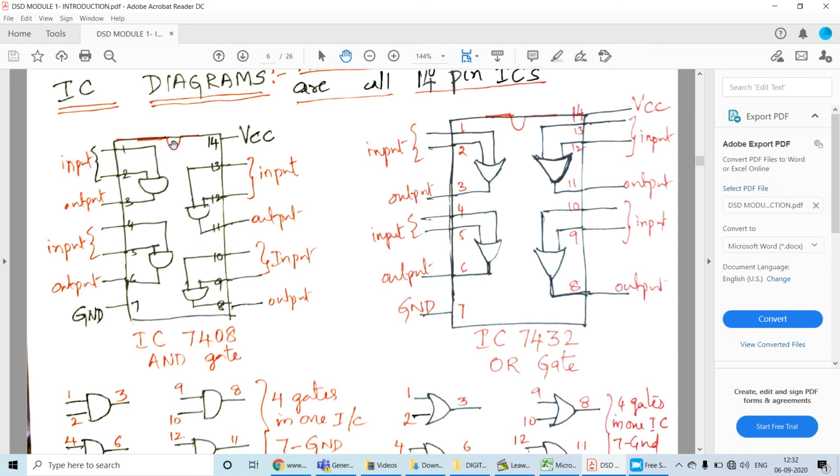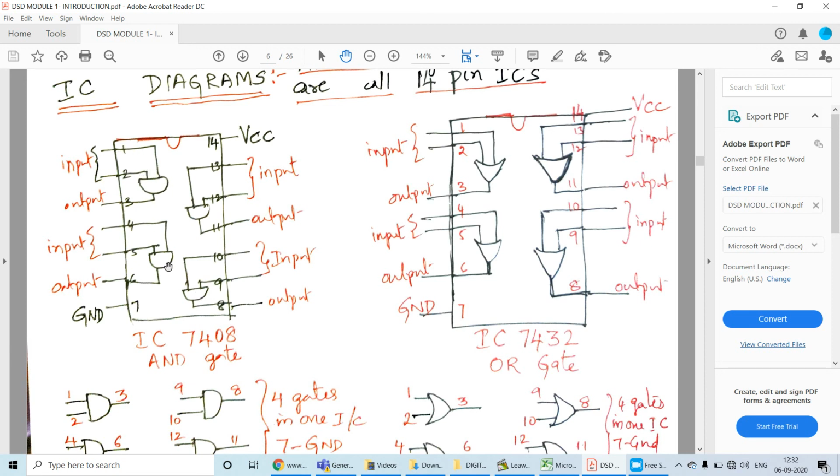This notch is very important. That notch says where the pin numbers begin. Left of the notch are pins 1, 2, 3, 4 till 7, and right of the notch you see 8 to 14 here. Similarly, you can see the OR gate 7432. Again you will have 4 combinations of OR gates in one single IC. So numbering is very important when you do the connection in the lab.